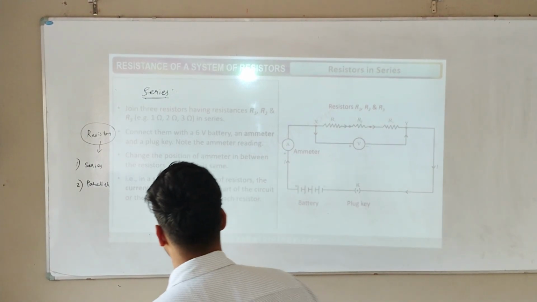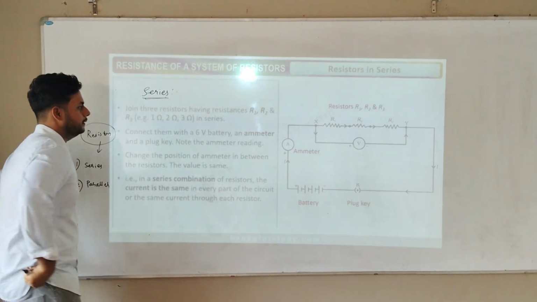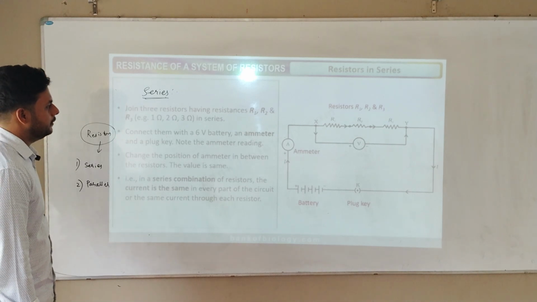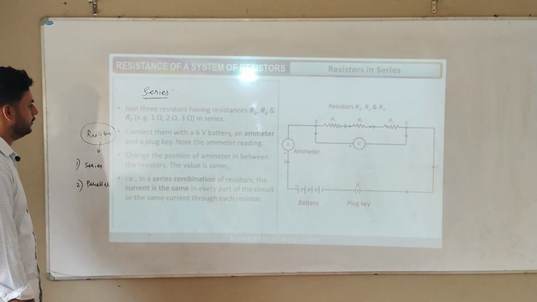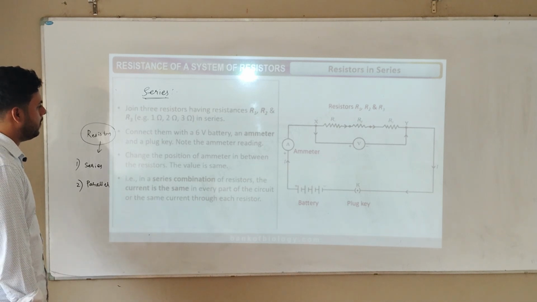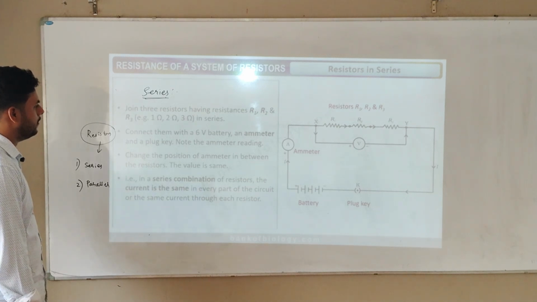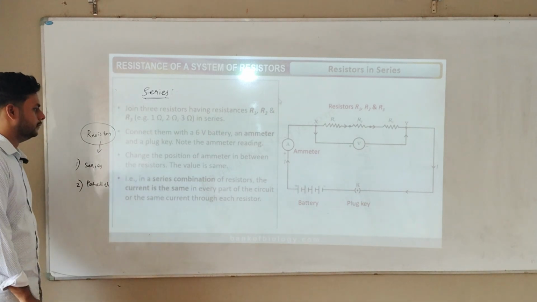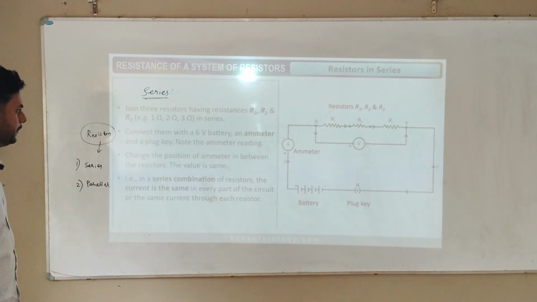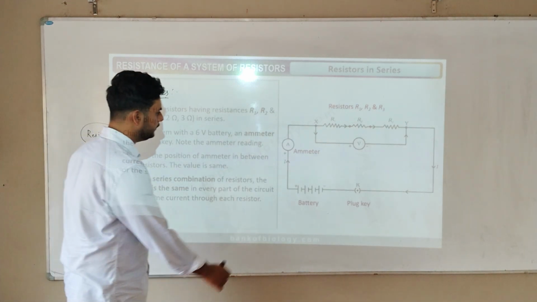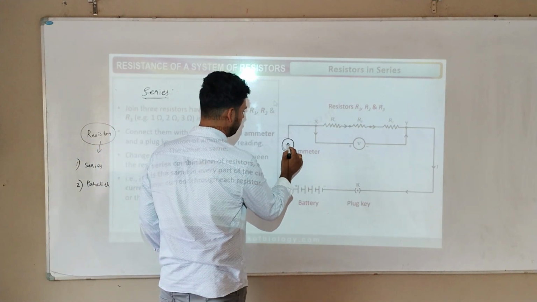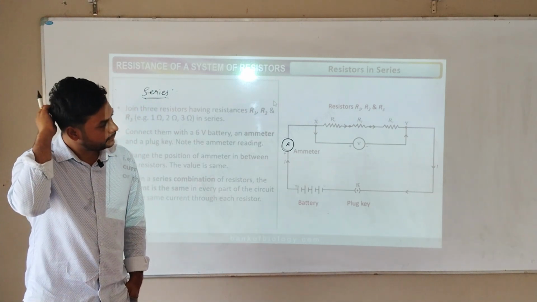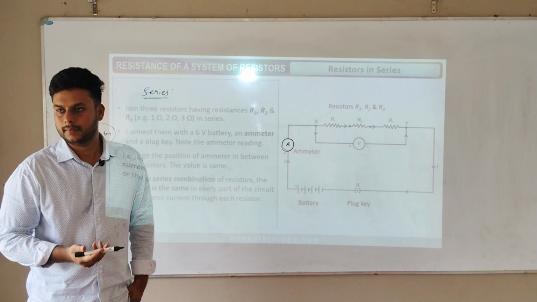Okay, read. Join three resistors having resistances R1, R2, and R3. Example: 1 ohm, 2 ohm, 3 ohm in series. Connect them with the 6V battery and ammeter and the plug key, and note the ammeter reading. Change the position of ammeter in between the resistors; the value is the same. Okay, see here. So this is the ammeter. What is the work of ammeter? What does the ammeter show?